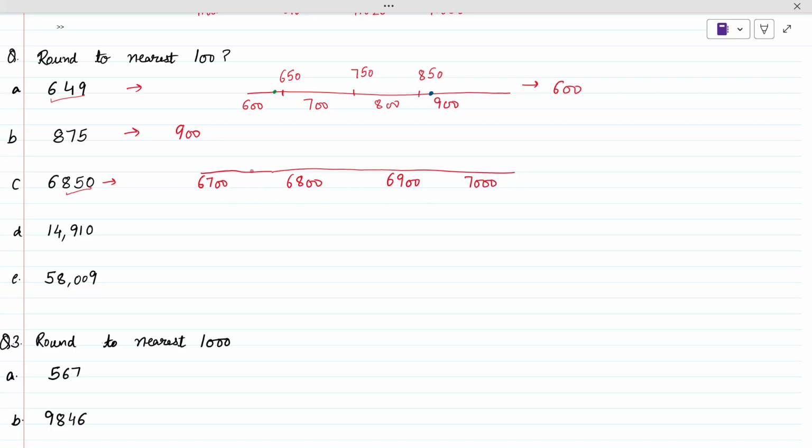अब हम next क्या करेंगे? We will find their midpoints. So this is 6,750. This one will be 6,850. And this is 6,950. Now let us see where is our ball. Our ball will be at 6,850, which is the exact midpoint between 6,800 and 6,900. इन दोनों के midway में है ये.